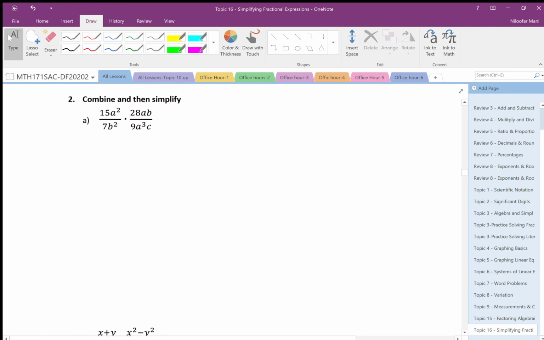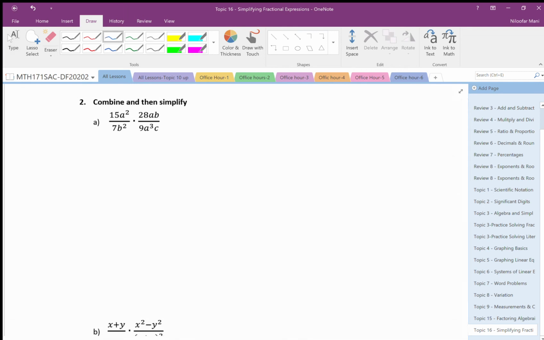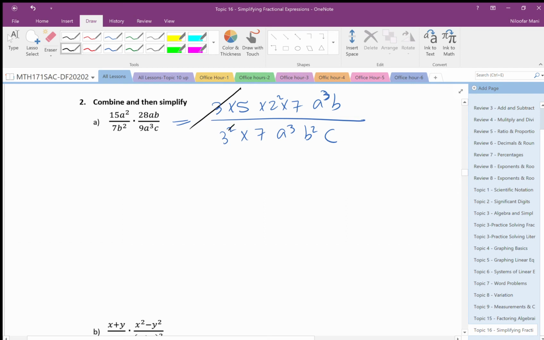Hopefully I can zoom here. What do I see in common? I have to factor. 15 is 3 times 5, times 2 squared times 7 a cubed b, over 3 squared times 7 a cubed b squared c. What do I cancel? 3 and 3 cancel, 7 and 7 cancel, this and this cancel, this and this cancel. What is left?